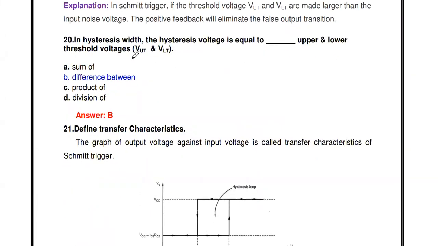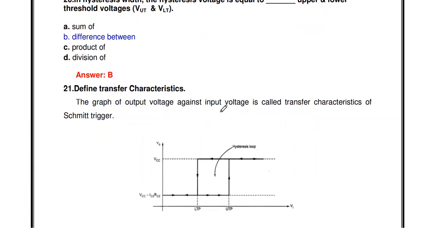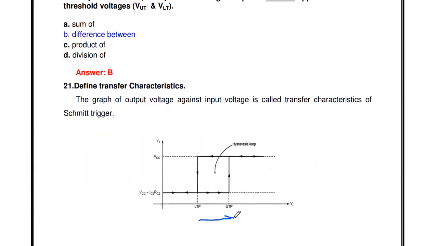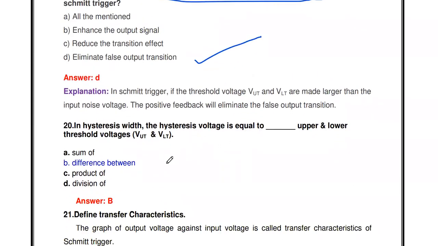Then the next one, the hysteresis voltage is equal to dash upper and lower threshold voltage. This is the transfer characteristics of Schmitt trigger. Transfer characteristics means the graph drawn between input voltage and output voltage. In this hysteresis graph, this is the LTP, lower threshold point, and this is the UTP, upper threshold point. The difference between upper threshold point and lower threshold point is called the hysteresis voltage.